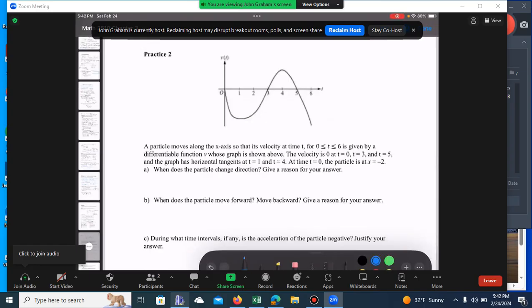Next one, you have a particle that's moving along the x-axis, so the velocity between 0 and 6 seconds is given by the graph. Velocity is 0 at 0 seconds, 3 seconds, and 5 seconds. The graph has horizontal tangents at 1 second and at 4 seconds. Here as well, acceleration equals 0.